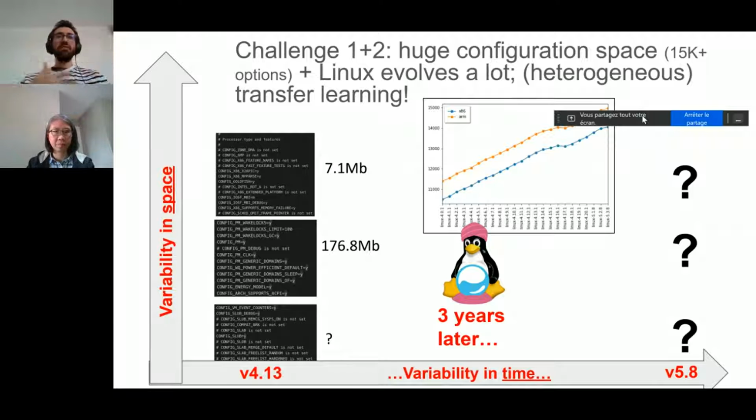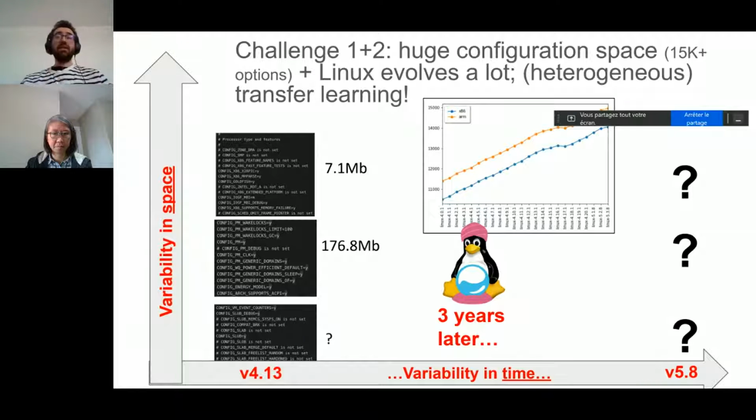For example, given different configurations, how can we predict some performance indicators, such as the size. In this example, you see on one side we can have 7 megabytes of size and another size for another configuration. And once we have put so much effort in building this prediction model for a given version, we face the other variability dimension, which is variability in time.